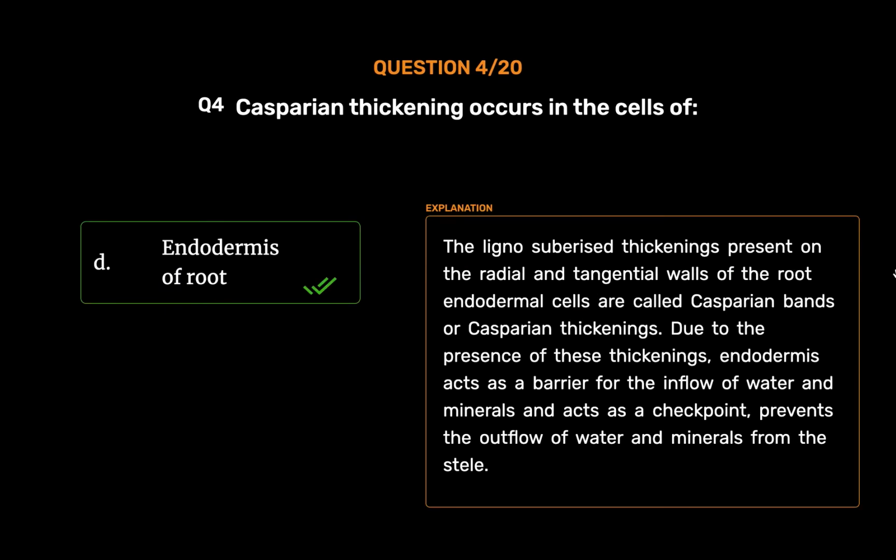Endodermis of root. The lignosuberized thickenings present on the radial and tangential walls of the root endodermal cells are called Casparian bands or Casparian thickenings. Due to the presence of these thickenings, endodermis acts as a barrier for the inflow of water and minerals and acts as a checkpoint, prevents the outflow of water and minerals from the stele.